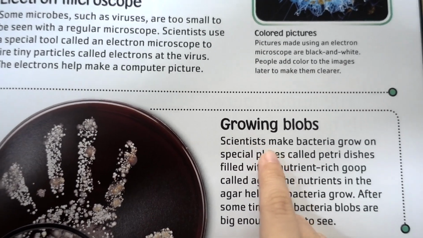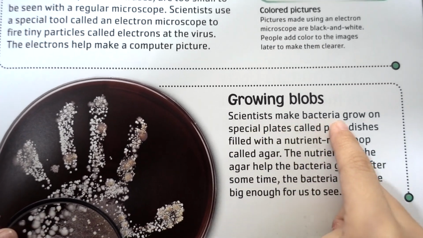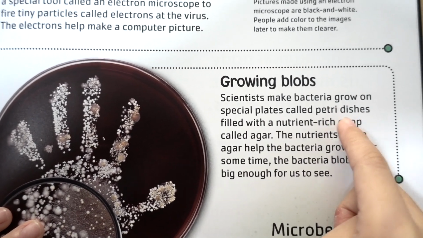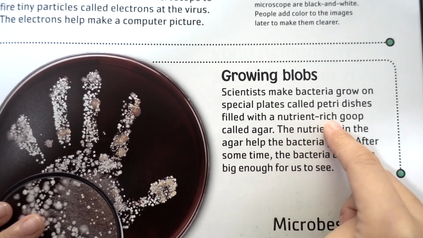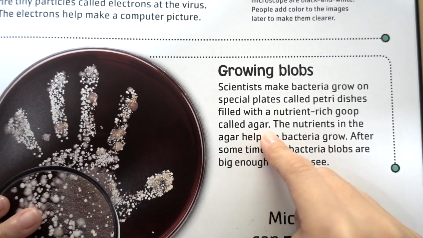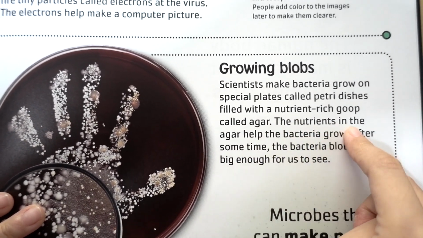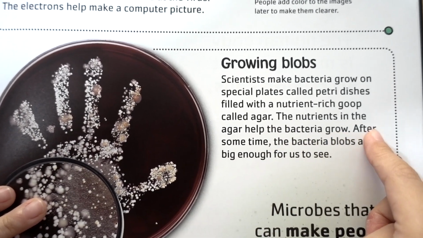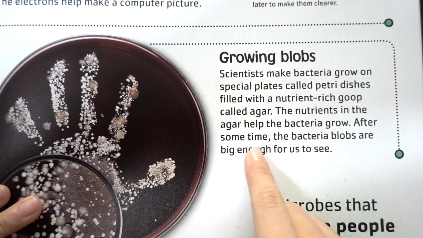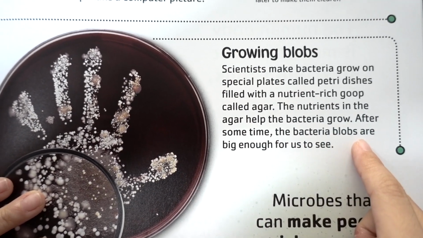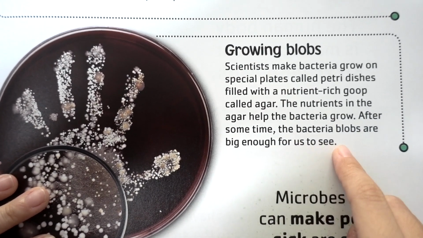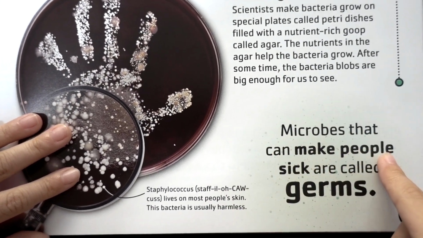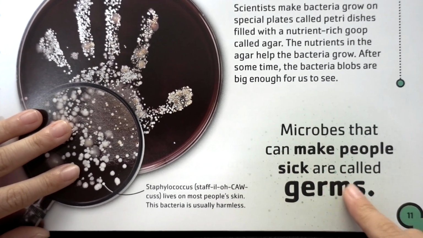Growing blobs. Scientists make bacteria grow on special plates called petri dishes filled with a nutrient-rich goop called agar. The nutrients in the agar help the bacteria grow. After some time, the bacteria blobs are big enough for us to see. Microbes that can make people sick are called germs.